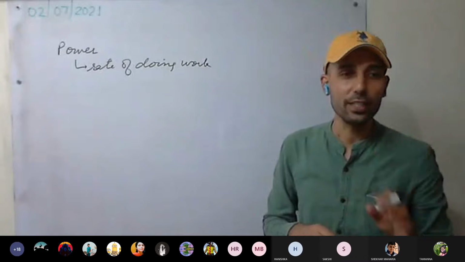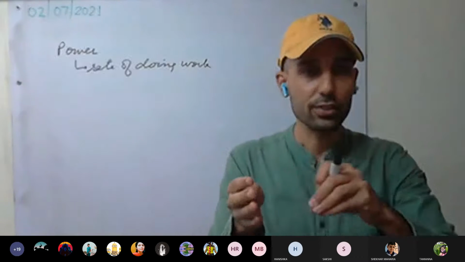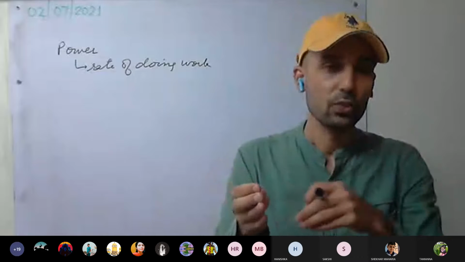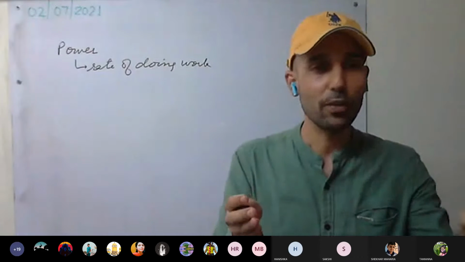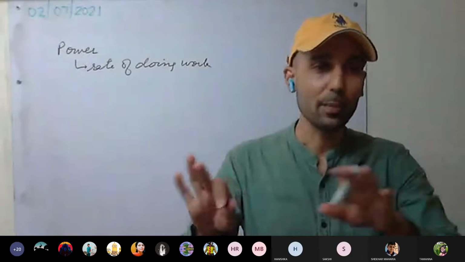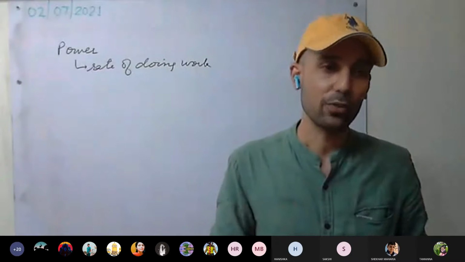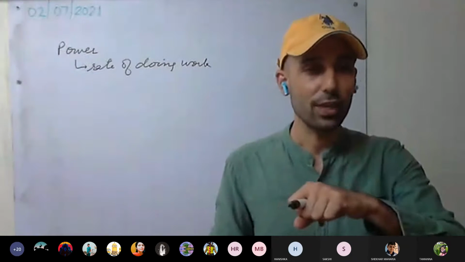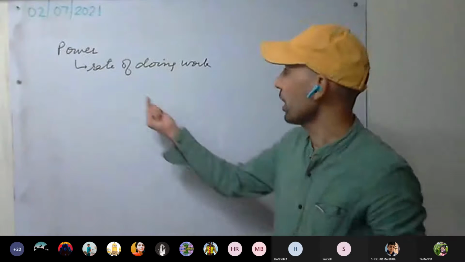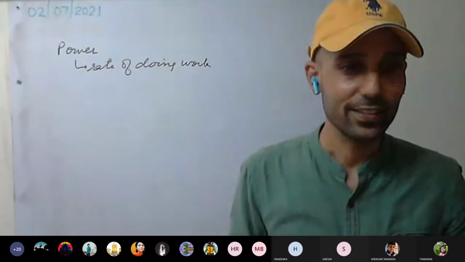For example, some work is being given. Someone does it very fast, someone takes hours and hours to do it. So you usually say that person has more power as compared to that person. Even though both have done the same work, they have taken different amounts of time. The one who does it faster will have more power. We usually say like that.